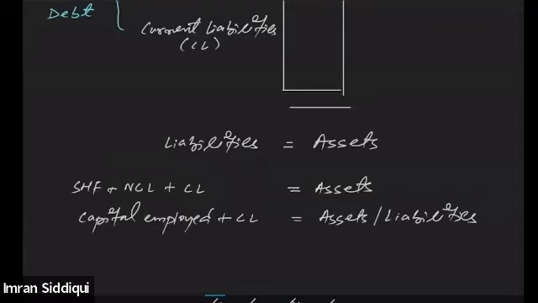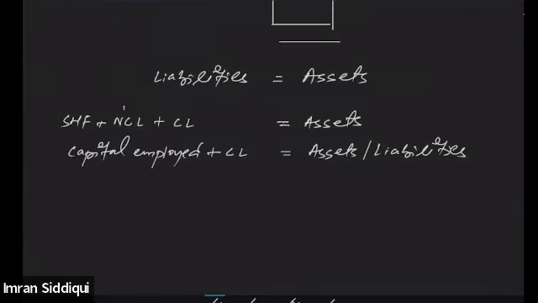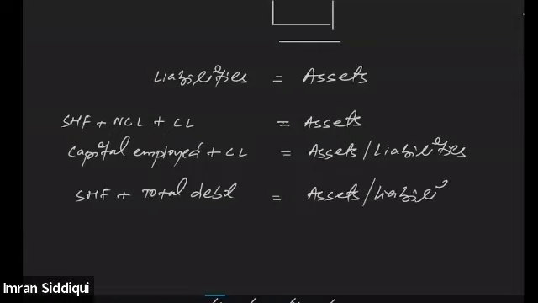Yeah. And apart from this, we can also combine non-current liability and current liability. And if we combine this, the equation will be shareholders fund plus total debt equals to asset of the company, or also equal to liabilities of the company. Can we say that? Yes or no? What do you think? Evan, Halima? I hope this is clear, everybody.